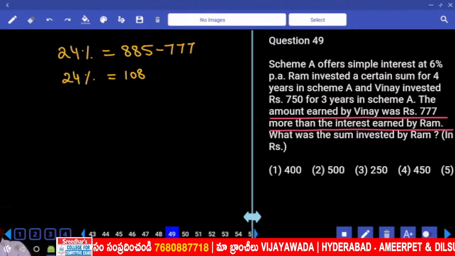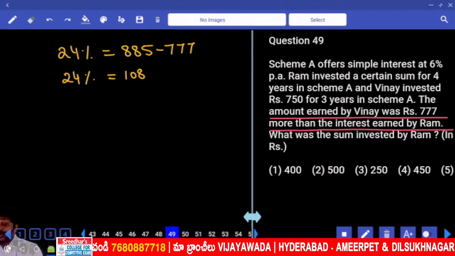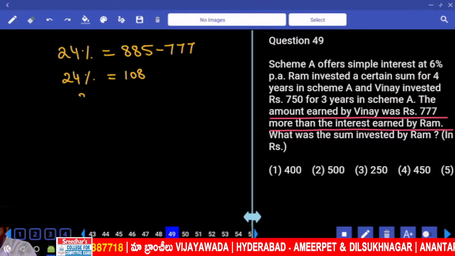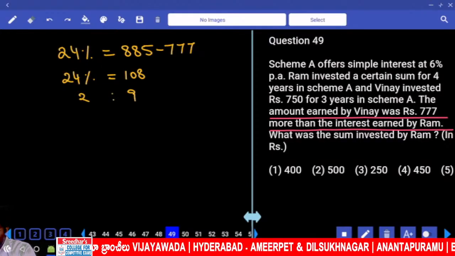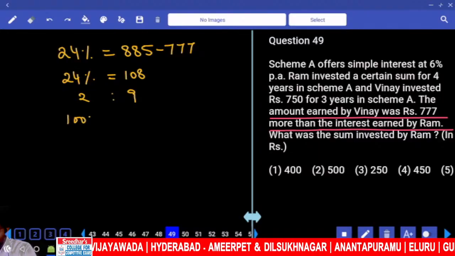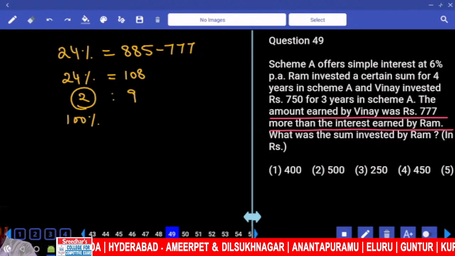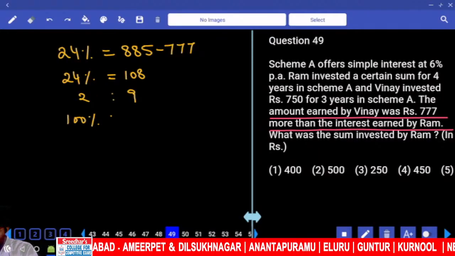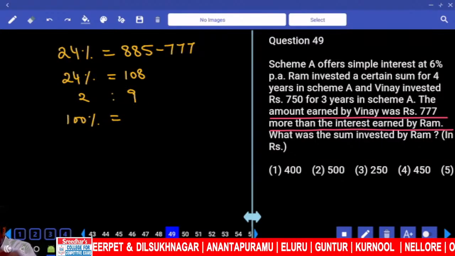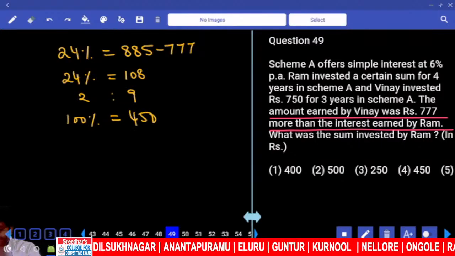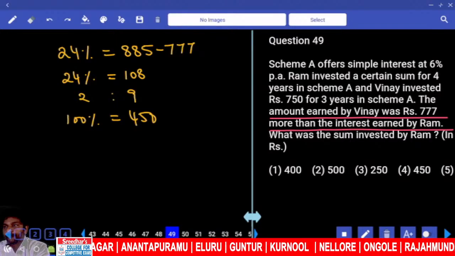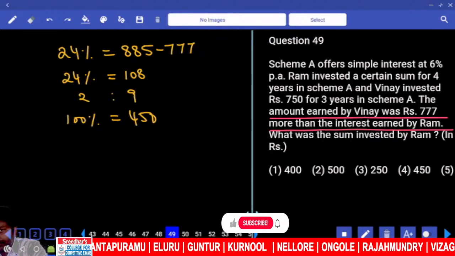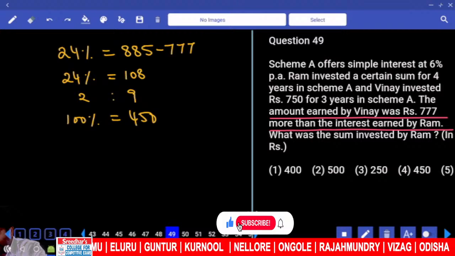Both left hand side and right hand side numbers are 12 multiples. 12 how many times? And then to get 100% value here, this must be multiplied with 50. Multiply right hand side number also with 50. 450. We are using ratio concept here.